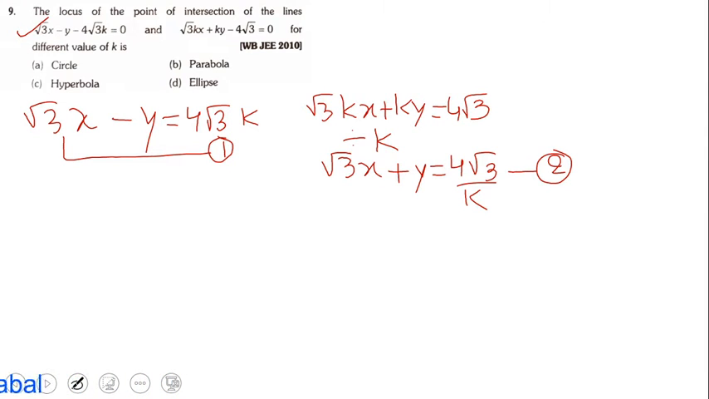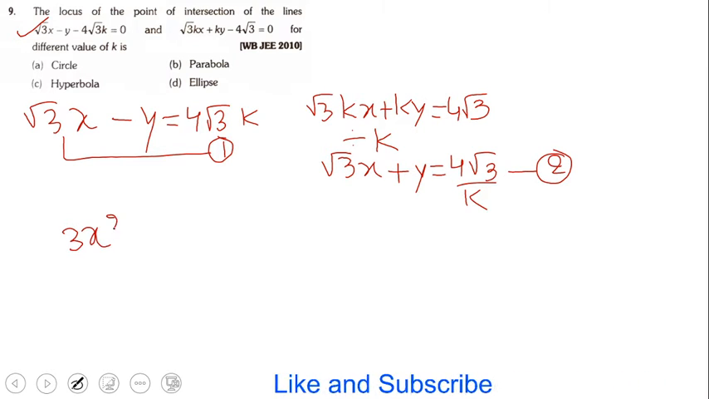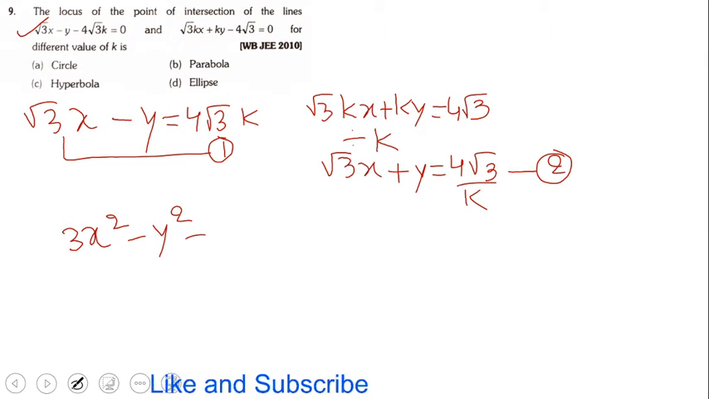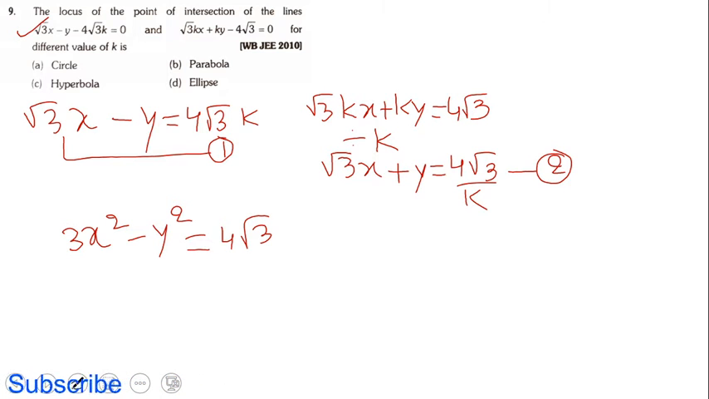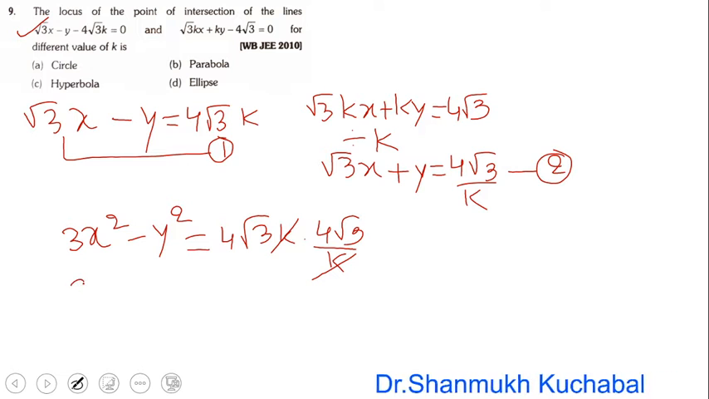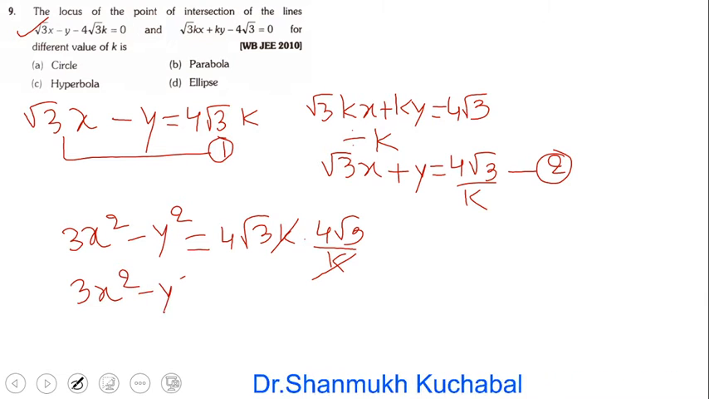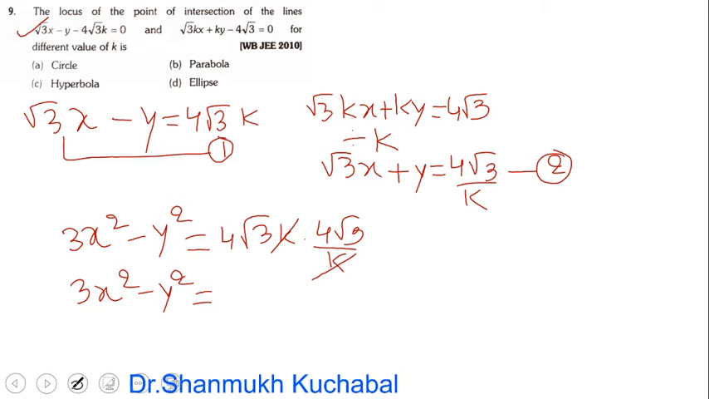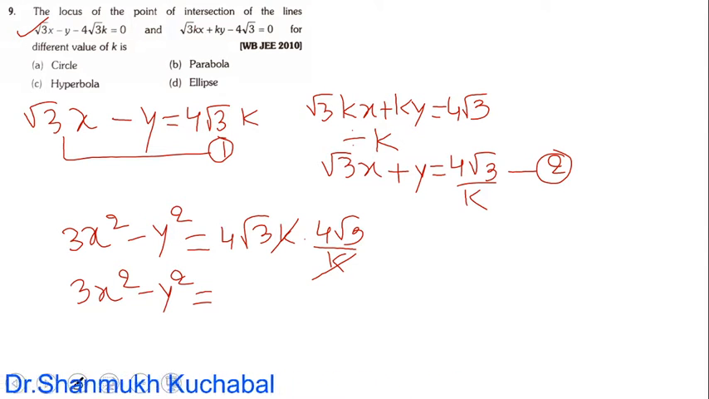In the LHS we observe that it is of the form (a plus b) into (a minus b), which is a square minus b square. So root 3 square is 3, giving 3x square minus y square. The RHS is 4 root 3 k into 4 root 3 divided by k. So k cancels, and we get 3x square minus y square equal to 4 into 4, 16, root 3 into root 3, 3, so 16 into 3 is 48.